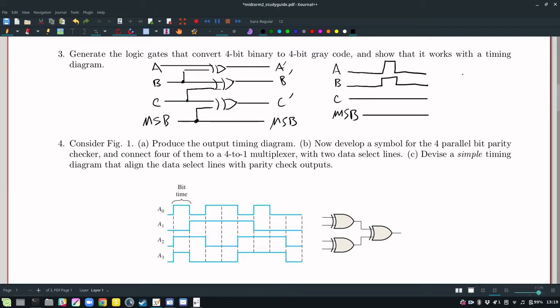And so what you should have then for A prime, B prime, C prime, and MSB, which will be the same, is: MSB is easy. It's going to be always, we're copying it across. And then C, if C is 0 and then MSB is 0, those are equal, and so the XOR would be low, and so C prime is low the whole time. And then if you have a 1 1 here, that's 3, and so 3 in gray code, it would look like this.